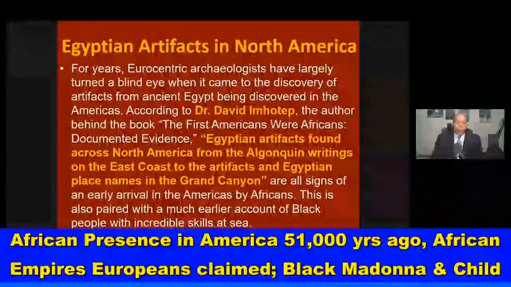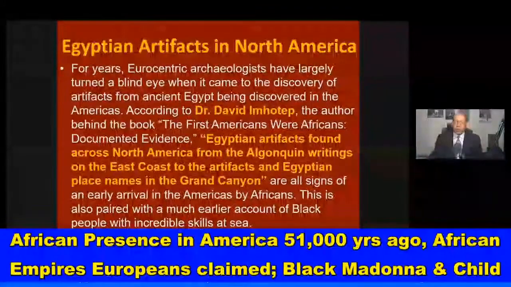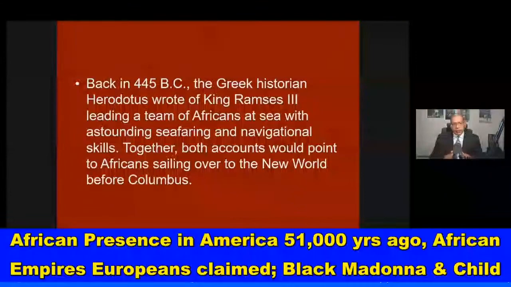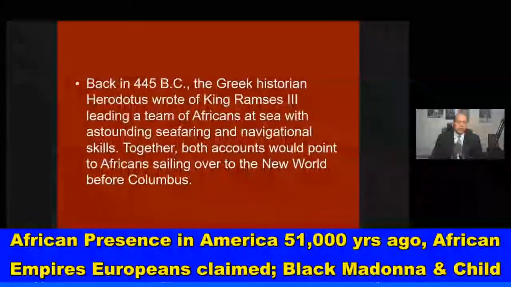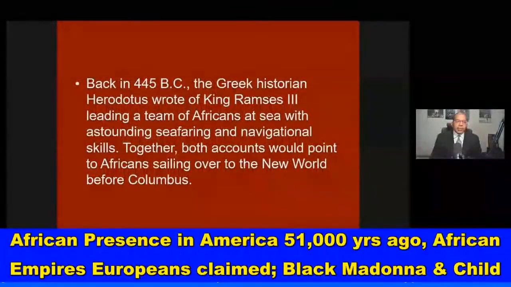This is also paired with a much earlier account of Black people with incredible skills at sea, seafaring, sailing. Now, back in 445 BC, the Greek historian Herodotus wrote of King Ramses III leading a team of Africans at sea with astounding seafaring and navigational skills. Together, both accounts would point to African sailing over to the New World before Columbus.